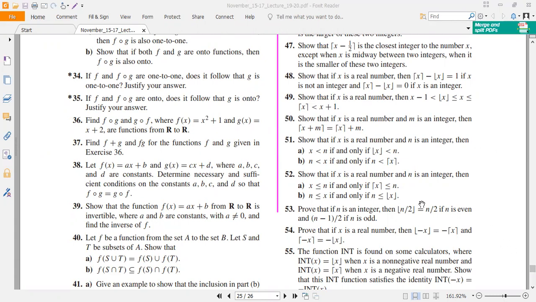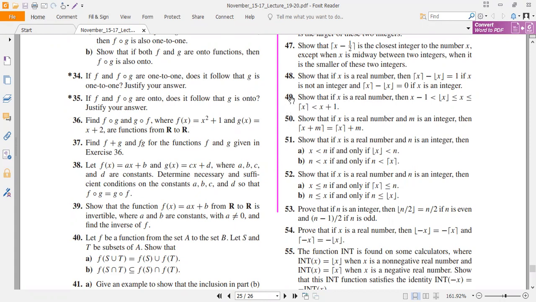Okay, so the agenda for this tutorial is to continue with the exercises that we were doing in our last tutorial. So let's proceed with question 49. We already ran questions 46 to 48 in our first tutorial.